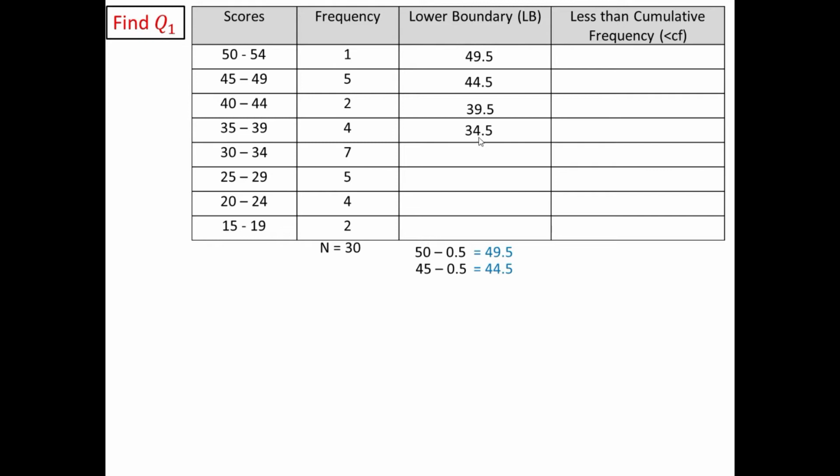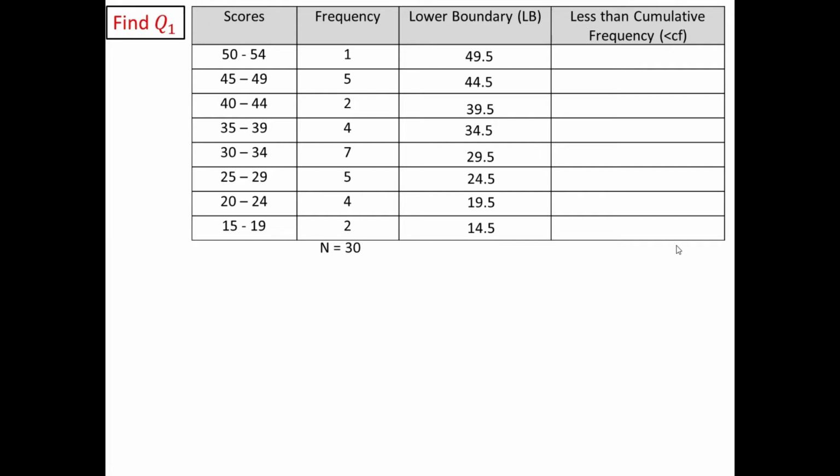35 minus 0.5 is 34.5. 30 minus 0.5 is 29.5. 25 minus 0.5 is 24.5. 20 minus 0.5 is 19.5. 15 minus 0.5 is 14.5. Ganun lang ang paglalagay dito sa ating lower boundary column. So erase na natin part na to.